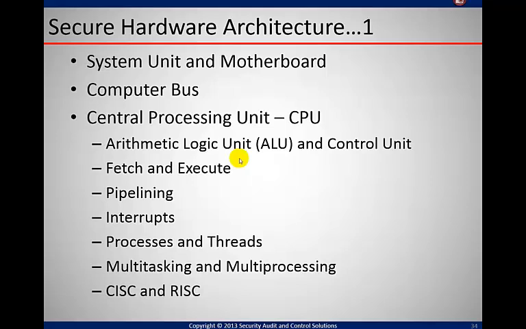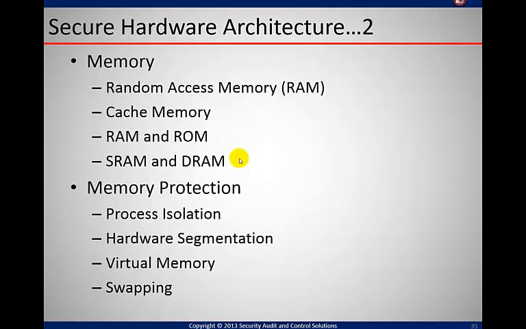We have complex instruction set computing and reduced instruction set computing. When we look at memory, we have random access memory, the normal RAM. We can have cache memory to speed up a system. RAM and ROM: RAM is random access memory, and ROM is read-only memory.